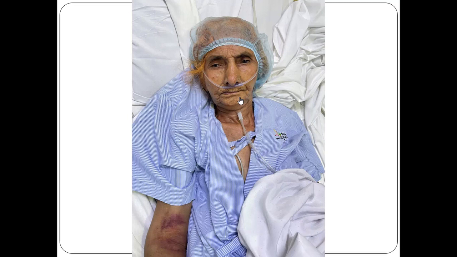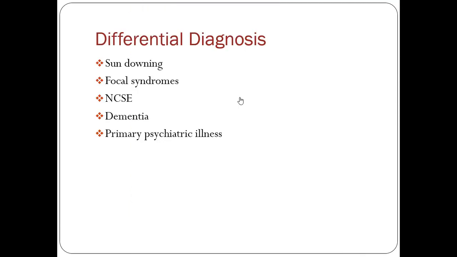Now this patient is quiet after 24 hours of starting the treatment. For differential diagnosis, one can easily make out sundowning, which happens in a patient with either Alzheimer's or dementia. By the evening they are a little tired and exhausted; this is called sundowning. Then focal syndromes, especially focal epilepsy syndrome. NCSE, non-convulsive status epilepticus, can be confused with delirium. Dementia is more of a chronic problem, delirium is not. And primary psychiatric illnesses: when a patient comes with any kind of psychiatric illness and then develops delirium, most of the time you can make out whether it's delirium or an underlying pre-existing psychiatric illness.